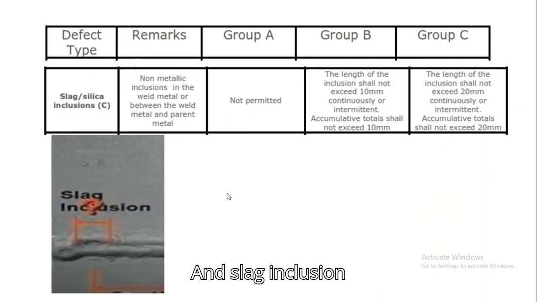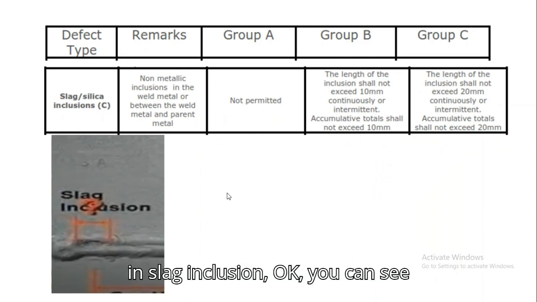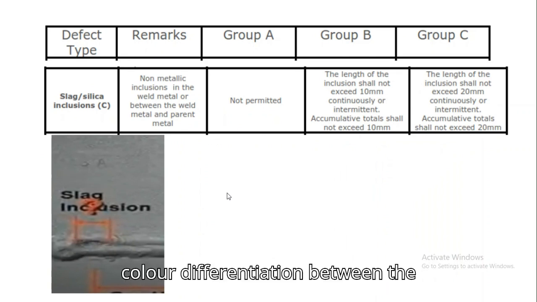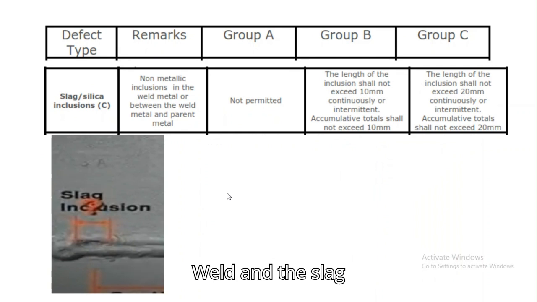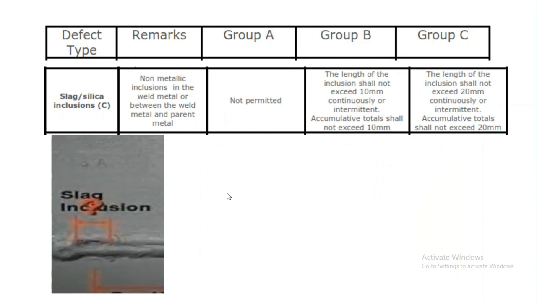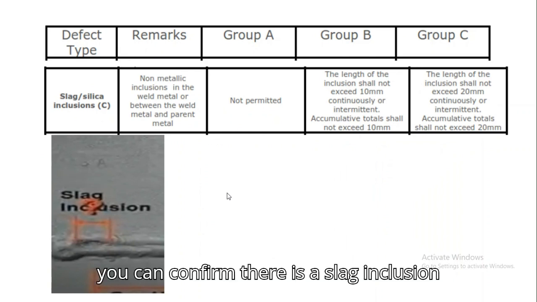And the slag inclusion. In slag inclusion, okay, you can see non-metallic inclusion, it's like cement. You can see there is a color differentiation between the weld and the slag inclusion. And you can see some small holes in the slag inclusion. So you can confirm there is a slag inclusion.